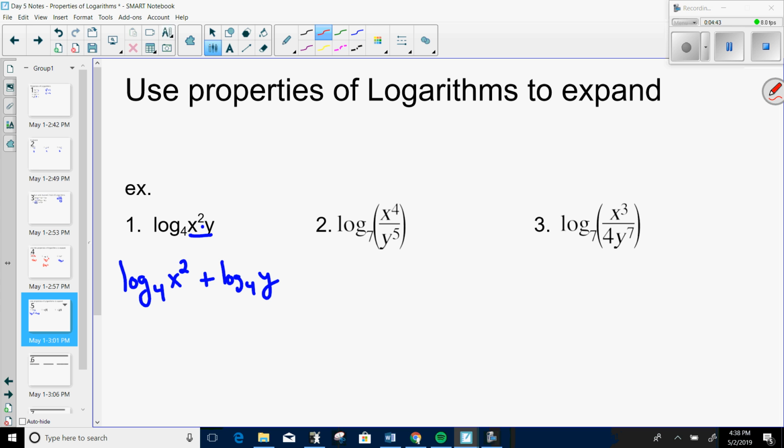The last thing we can do is take this 2 that's an exponent and move it out front. 2 log base 4 of x plus log base 4 of y. And that is the final answer. That's all you can do.